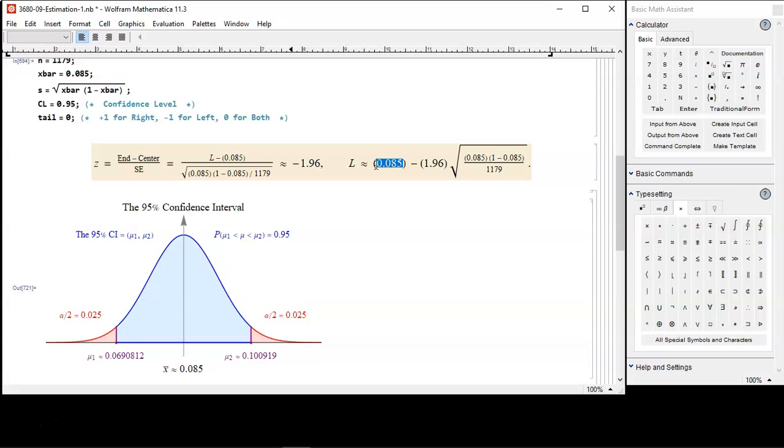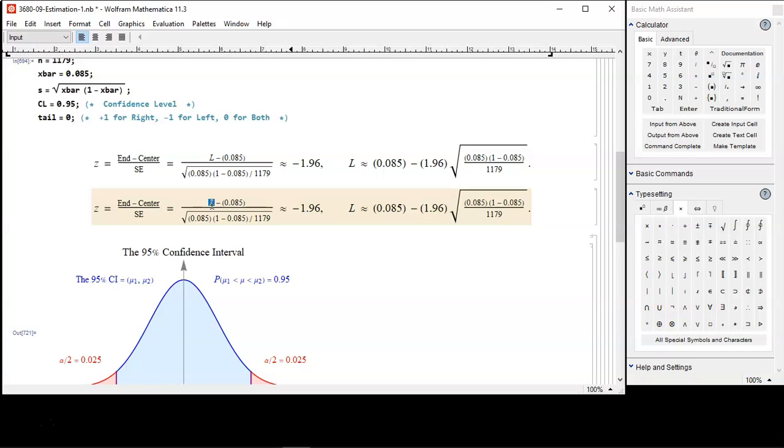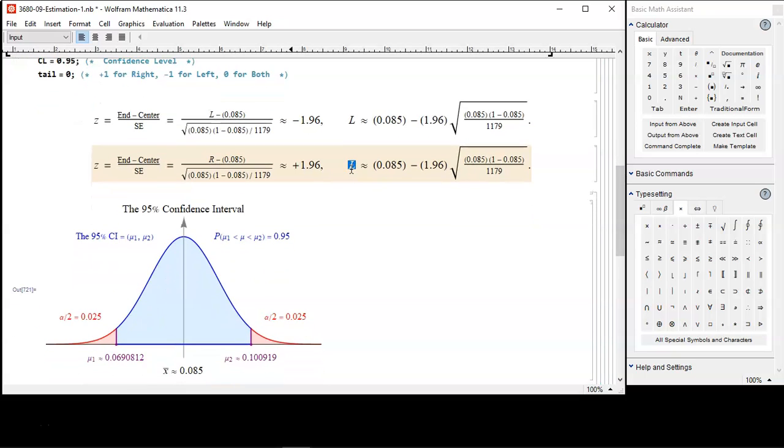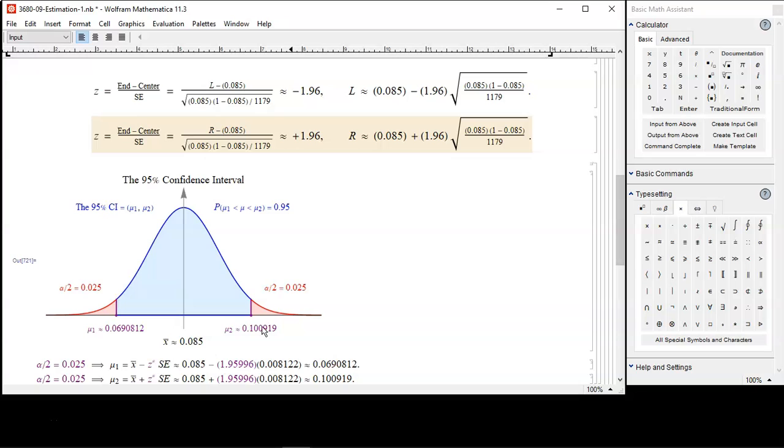So from the center, I have to go to the left by the margin of error, z-score times SE. From here to the left, the margin of error, z times SE. What if I want to find out the right-hand side? It's the same because the normal picture is symmetric. So R for right-hand side, and this is going to be positive. Change this to plus, and punch it in the calculator, and you're going to get something.